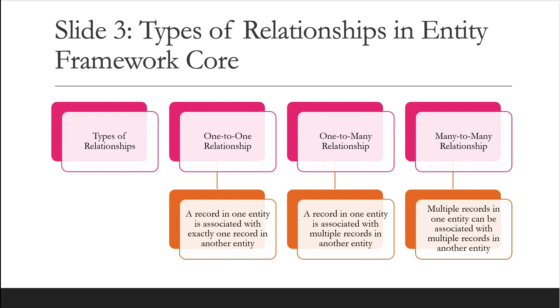The types of relationships in Entity Framework Core are something we have to discuss, the types of relationships that Entity Framework Core supports. There are three main types of relationships you will come across. First, the one-to-one relationship, which means that one record in one entity corresponds to exactly one record in another entity. For example, an employee may have one employee address.